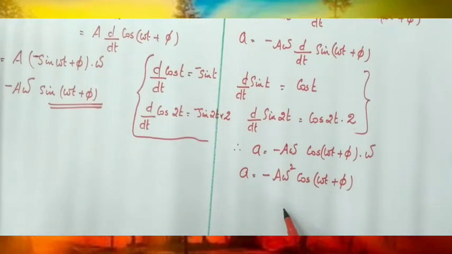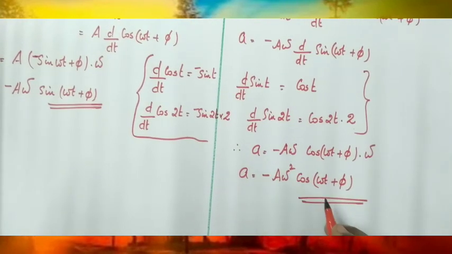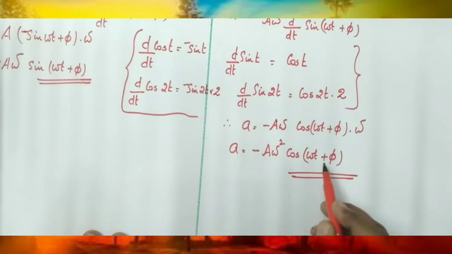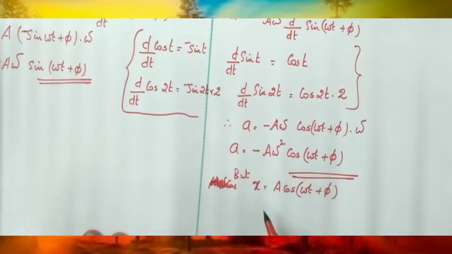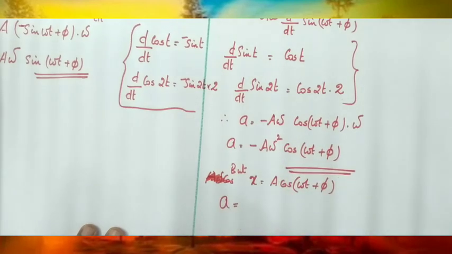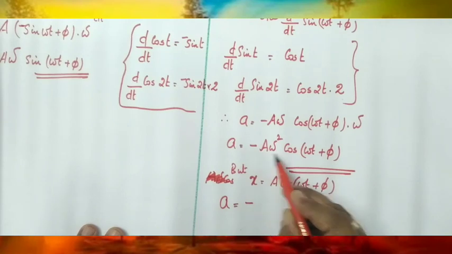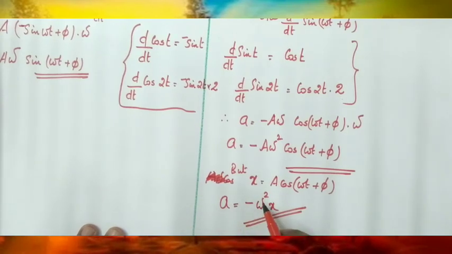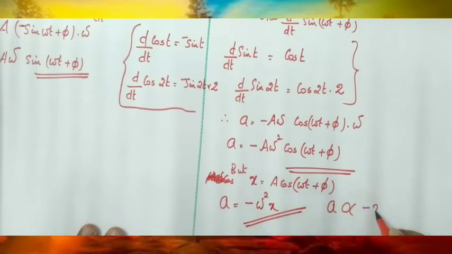So acceleration is given by minus A omega square cos(omega t plus phi). But we know displacement x is equal to A cos(omega t plus phi). Using that, acceleration a can also be written as minus omega square times A cos(omega t plus phi), which is x. So acceleration a equals minus omega square x, or acceleration is directly proportional to minus x.